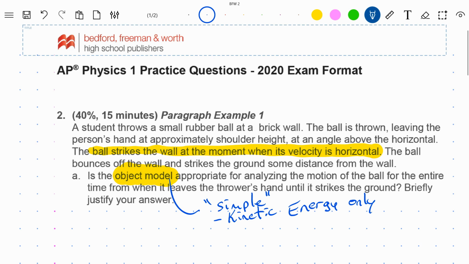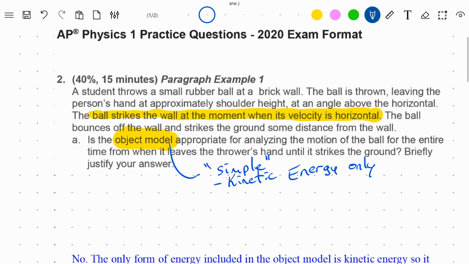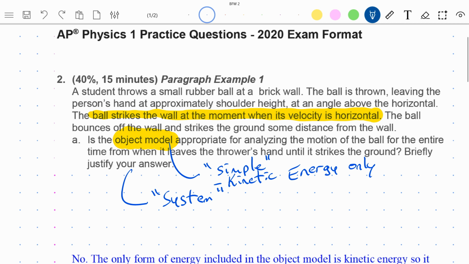Now, for the record, there is another model that we can make use of. The alternative is a system model. So the system model extends beyond where the object model leaves off. A system can have multiple objects in it, for one thing. They can interact with each other via forces that we can relate to a form of potential energy, so other forms of energy are available. And so systems are just like one step above the object model, just to be clear about that.